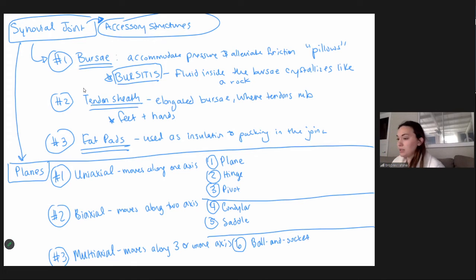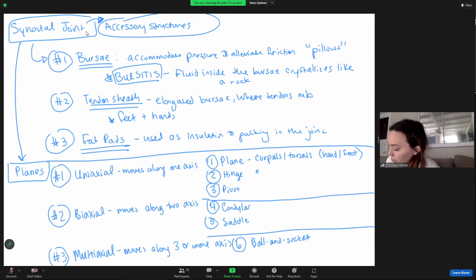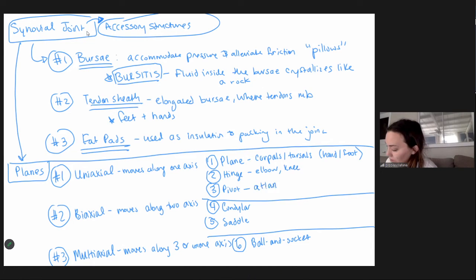So let me give you guys an example of where these are. So the plane joint is in your carpals and tarsals. This is the hand and feet, hand and foot. The hinge joint would be your elbow or your knee. And the pivot joint is the atlantoaxial joint of your, I don't know exactly how to say this in normal terms. I'll just say top of your neck.